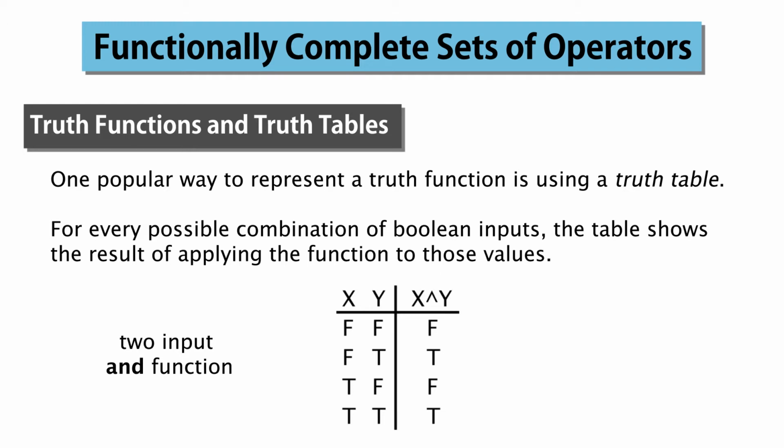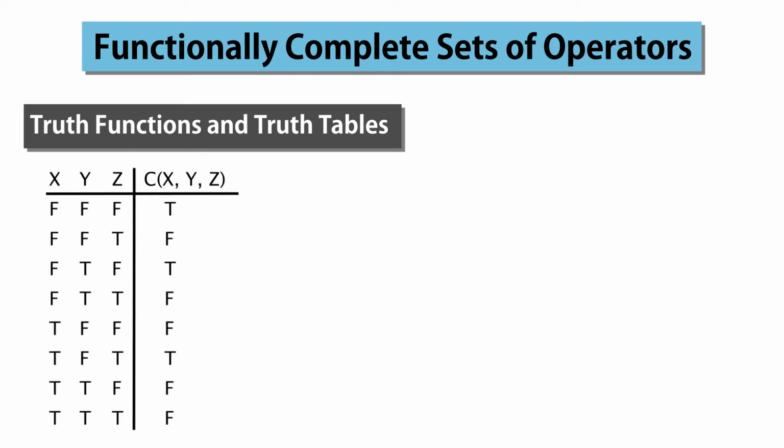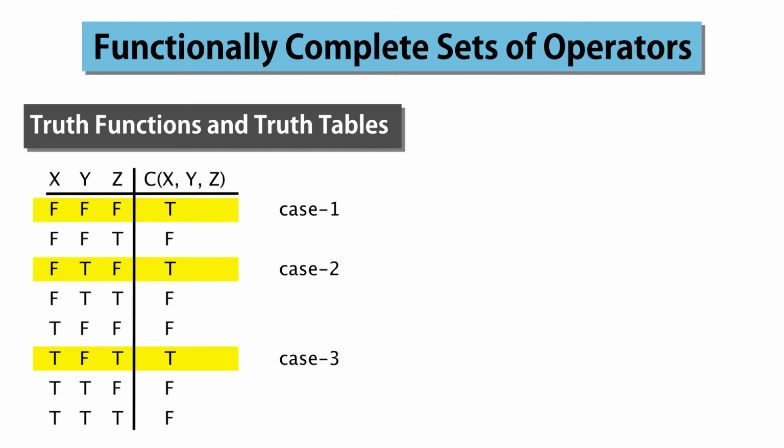Let's consider a slightly more complex function. Here's the truth table for a three-input truth function we'll call C. From any given truth table, we can derive an equivalent propositional formula by following a simple process. Let's illustrate this with our function C. By examining the truth table, we see that there are exactly 3 combinations of inputs for which C returns true, corresponding to the 3 rows of the table with T in the final column. We've labeled these as case 1, case 2, and case 3.